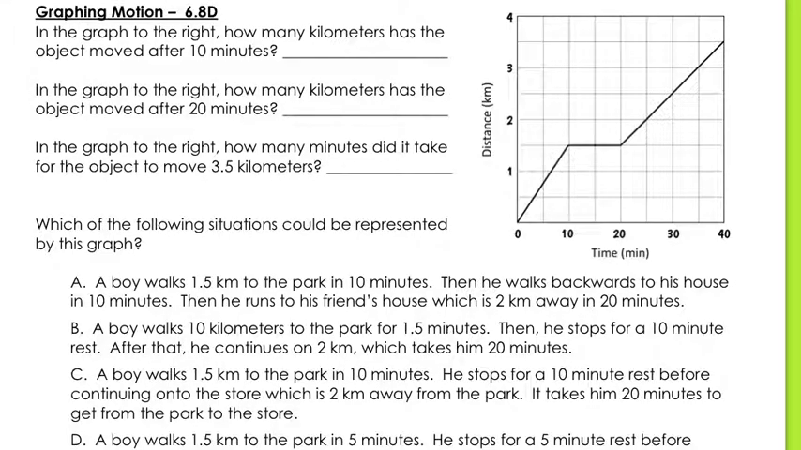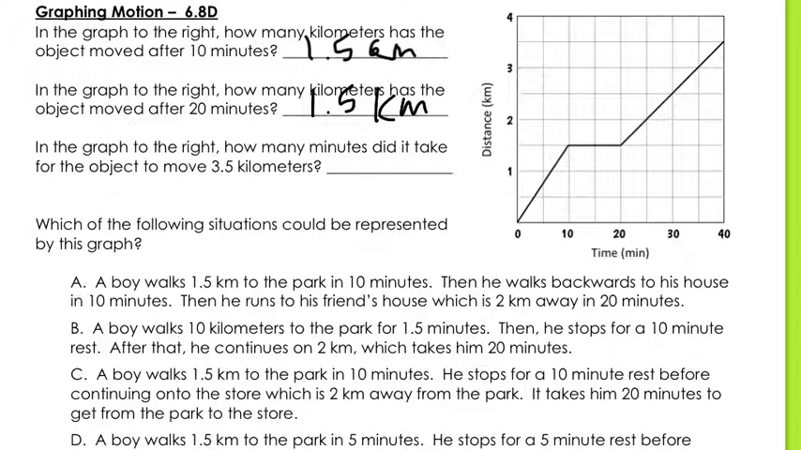Graphing speed and graphing motion. In the graph to the right, how many kilometers has the object moved after 10 minutes? So with this one, you go over to time 10, and you go up, and its distance is 1.5 kilometers. In the graph to the right, how many kilometers has the object moved after 20 minutes? So go over to time 20, and it should have been 1.5 kilometers again.